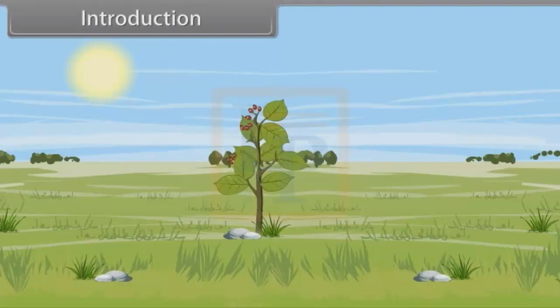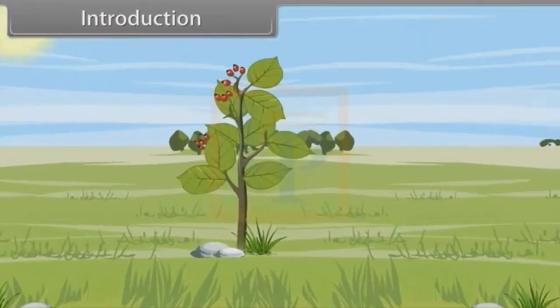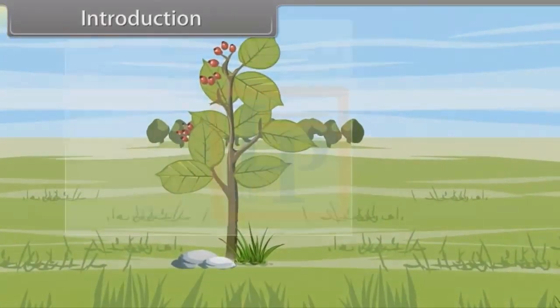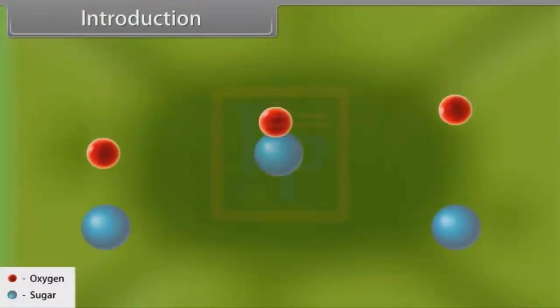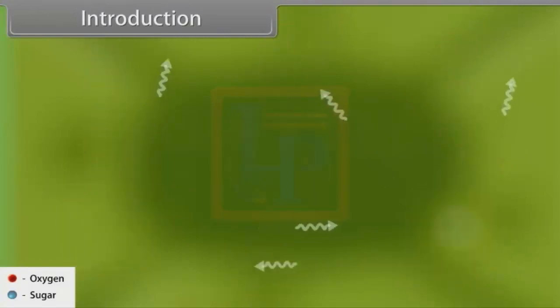Hey kids, we have learned so many things about plants. Now we learn about respiration in plants. Respiration is a process of burning sugar to produce energy for growth, reproduction and other activities of life.